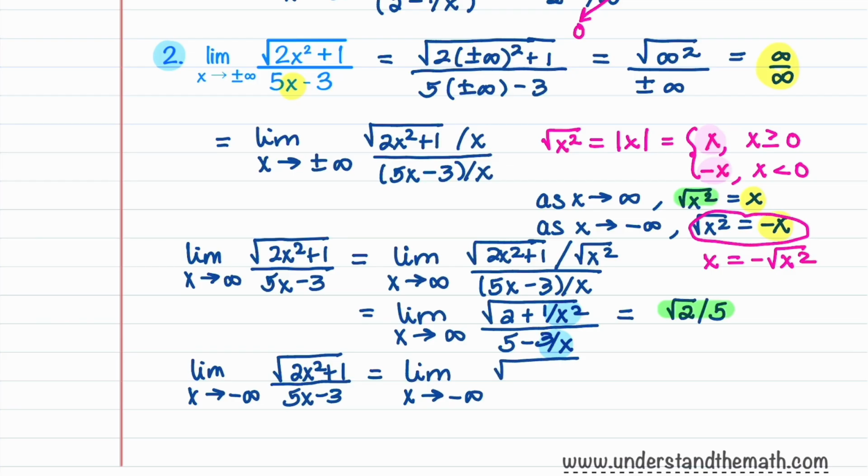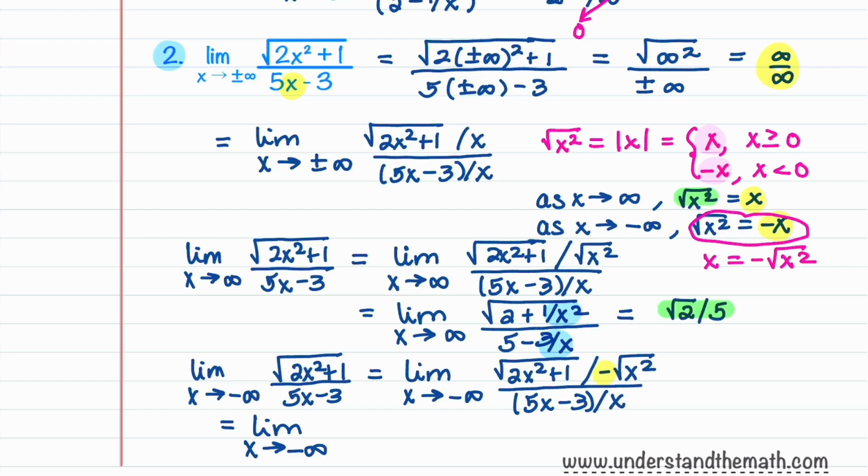In the numerator, we have 2x squared plus 1, and we're going to divide by minus the square root of x squared. And then on the bottom, we're just going to divide by x. So we have 5x minus 3 divided by x. I'm going to go down here to the lower left. We're kind of running out of space. Let's rewrite this as the limit as x goes to minus infinity.